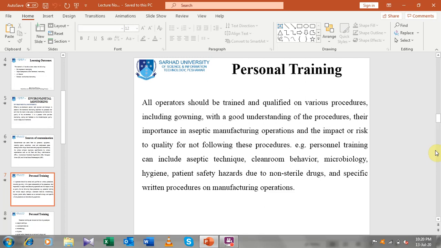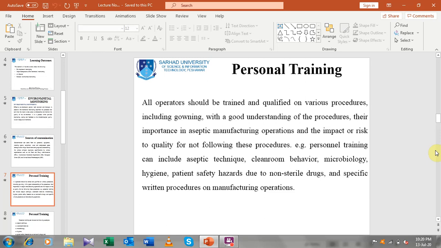Next is personnel training: the different persons working in the pharmaceutical industries, and specifically in the sterile area, how the operators, the professionals and different employees, either qualified or other relevant personnel working in the sterile area, should be properly trained. They should know all about the procedure, and have a good understanding to follow the procedure and its importance as well.